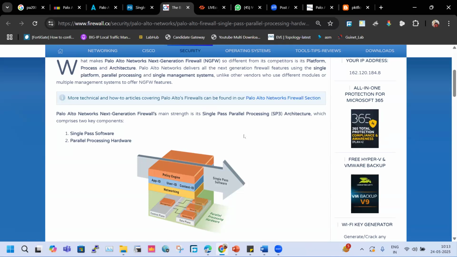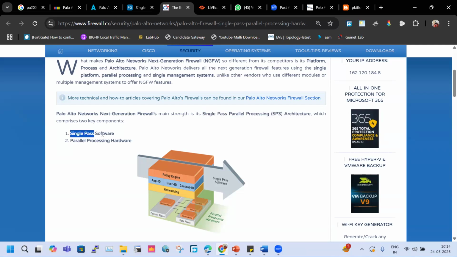So by this session, by the end of this session, you will get to know how the single pass architecture is working in Palo Alto Networks, and how it is different from other vendors. It works on a single pass parallel processing architecture. That is why it provides high throughput and low latency.